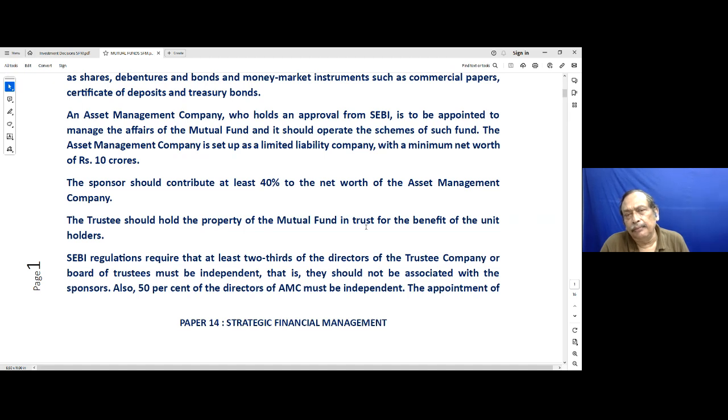An asset management company which holds an approval from SEBI is to be appointed to manage the affairs of the mutual fund, and it should operate the schemes of such fund. The asset management company is set up as a limited liability company with a minimum net worth of rupees 10 crores. The sponsor should contribute at least 40% to the net worth of the asset management company. The trustee should hold the property of the mutual fund in trust for the benefit of the unit holders.